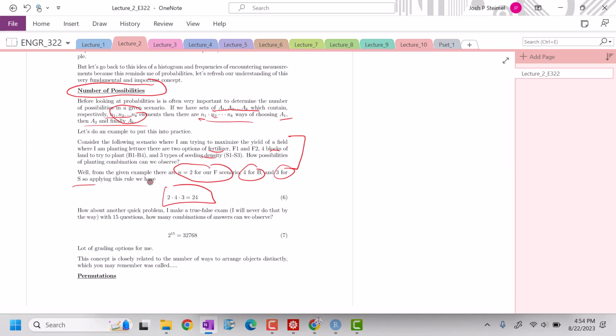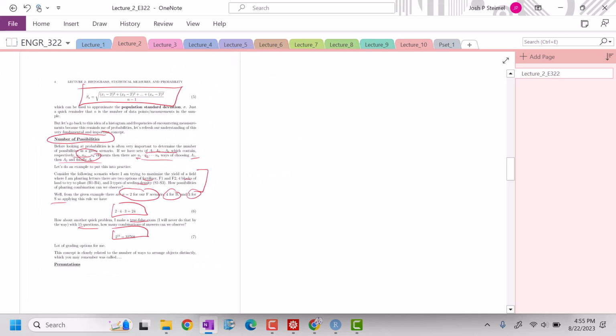Another possible example is, okay, I have a true-false exam. I'd never give a full true-false exam with 15 questions. So how many combinations of that can we observe? Well, again, what are my sets? I have question 1, 2, 3, 4, 5, 6, 7, 8, 9, 10, all the way to 15. And what are our possible answers? It's true or false, 2. So I can do 2 to the 15 and get my number of possibilities. And that's why you don't want to grade that.